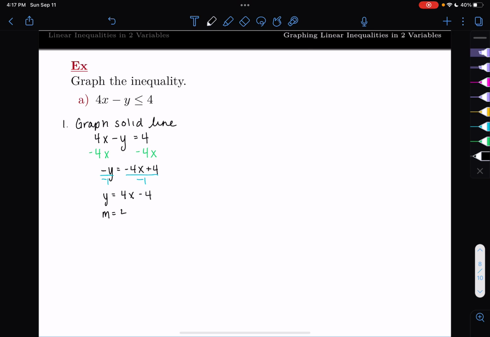My slope is positive 4. My y-intercept is negative 4. So we're going to do that over here. I need to go out 4 in every direction, so I'm going to go out 5. Each of my marks is going to be worth 1.